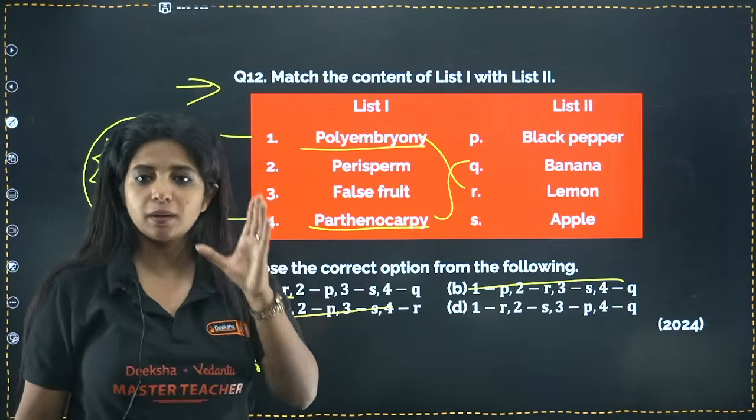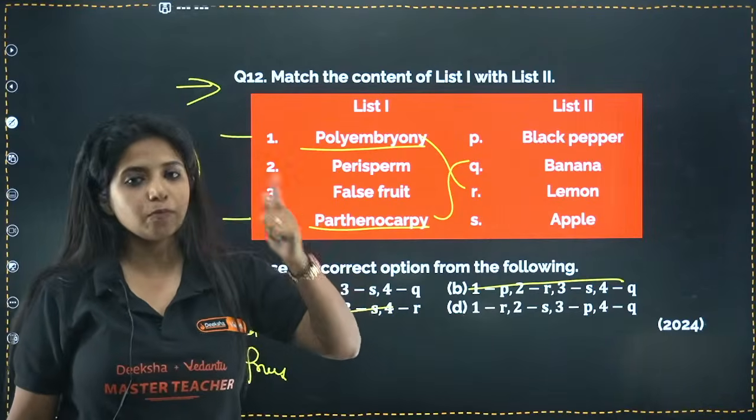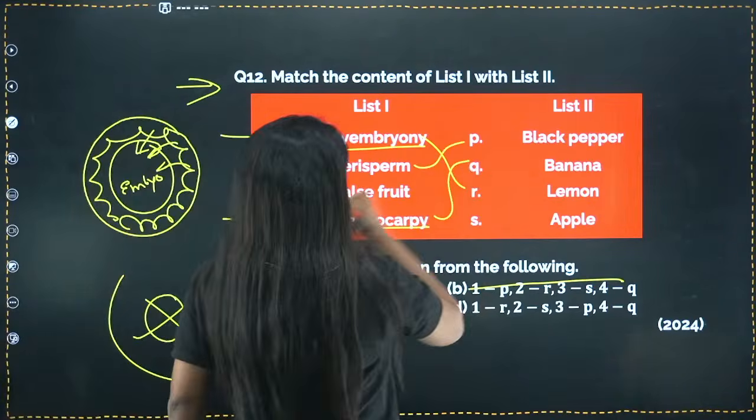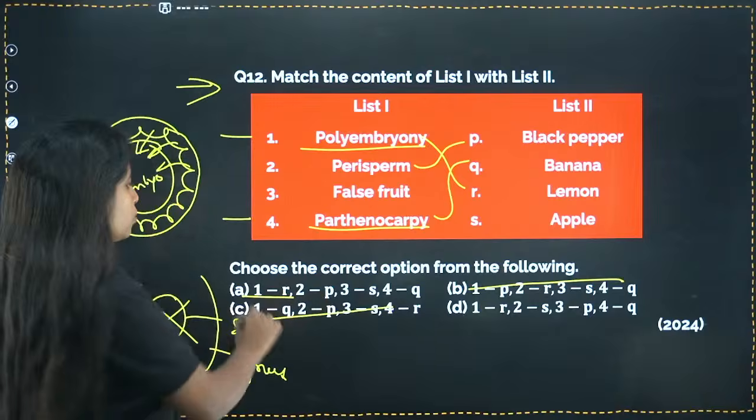and that is B square. B square means what? Black pepper and beet. Black pepper and beet. So 2 goes with P, your answer is going to be A.